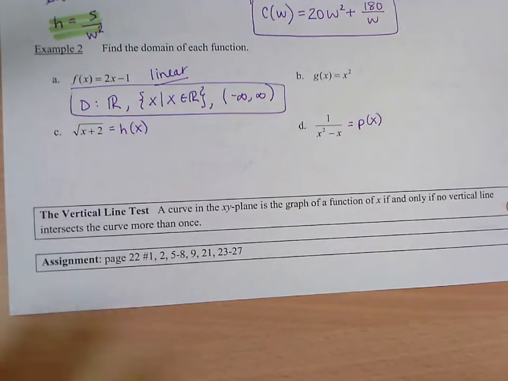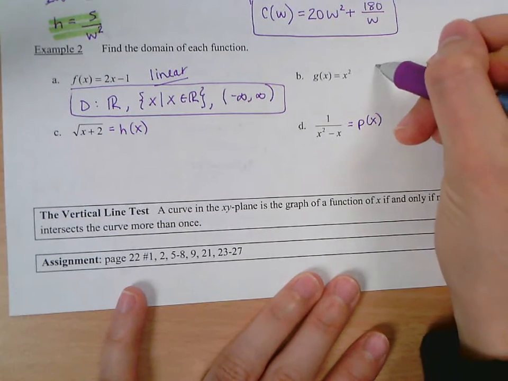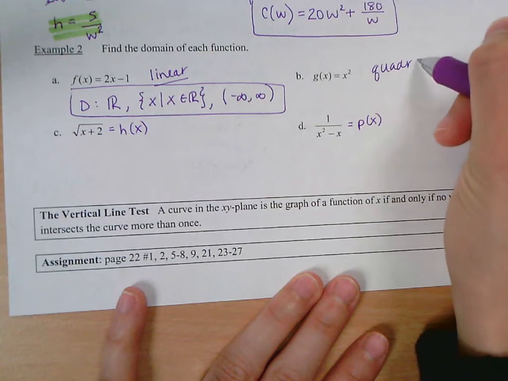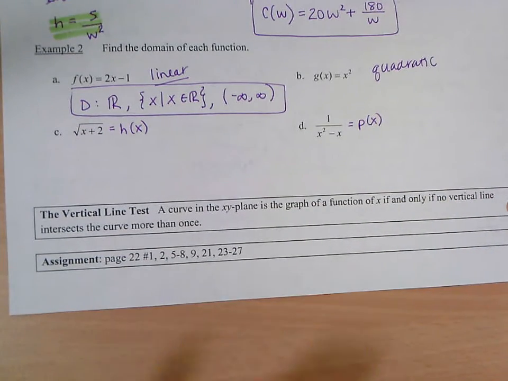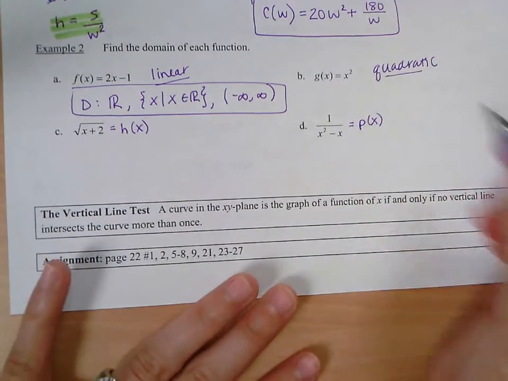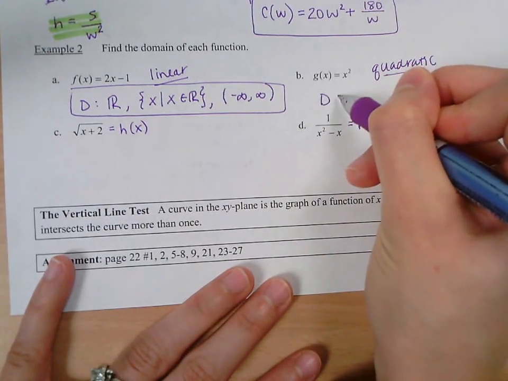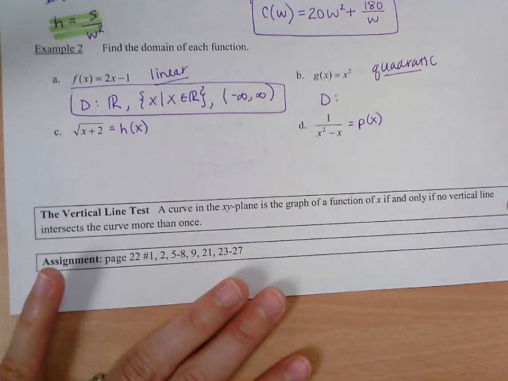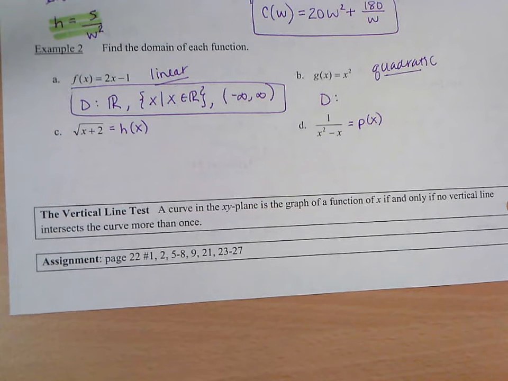For part B, g of x is x squared. What type of function is that? Quadratic. Whenever the highest exponent is 2, it is quadratic. What domain do quadratic functions have? It is all real numbers.